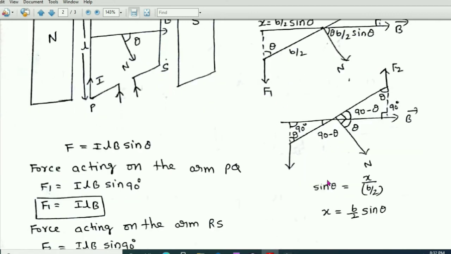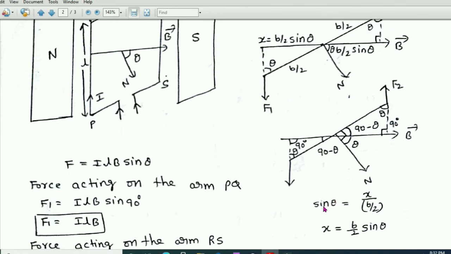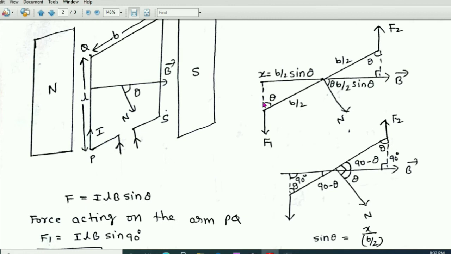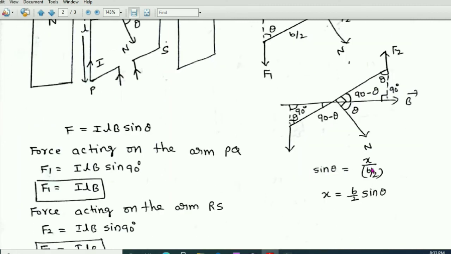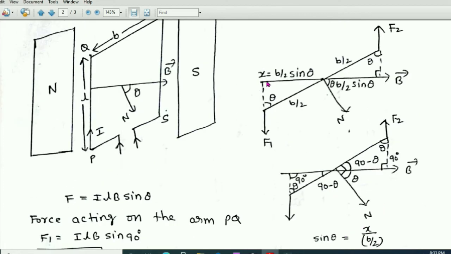Now if you take sine theta, the formula of sine theta is opposite side by hypotenuse. So for this theta, the opposite side will be x and the hypotenuse will be b by 2. Sin theta is equal to x by b by 2. From that, if you cross multiply it, you will get x equal to b by 2 sin theta. Now the x, the half of the perpendicular distance, is b by 2 sin theta. The remaining half also becomes b by 2 sin theta.